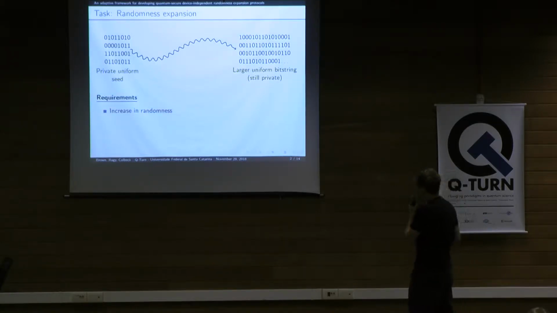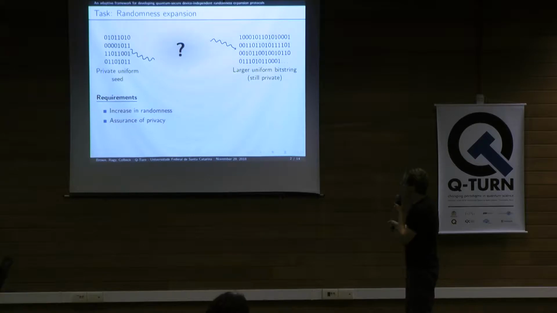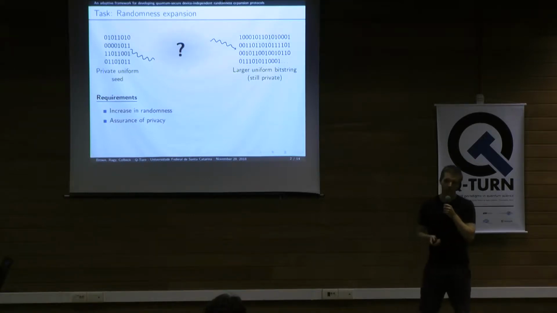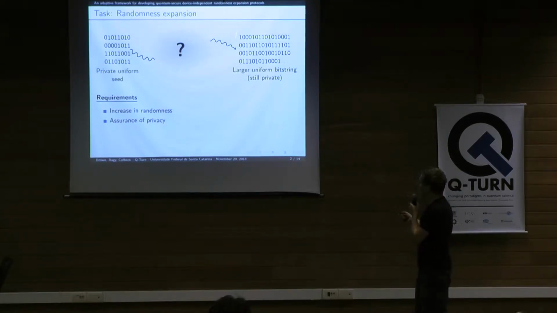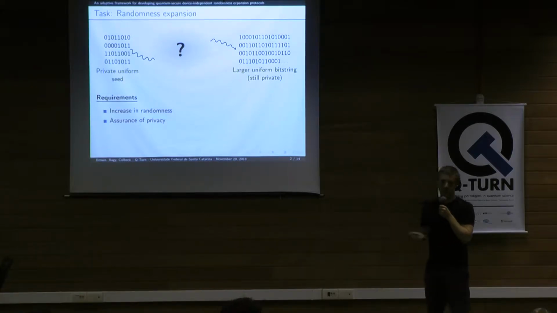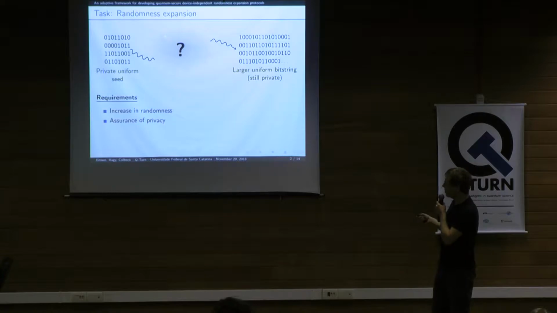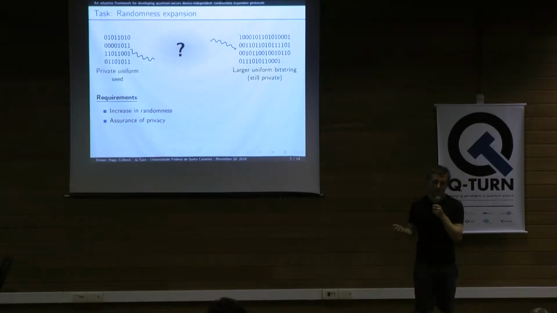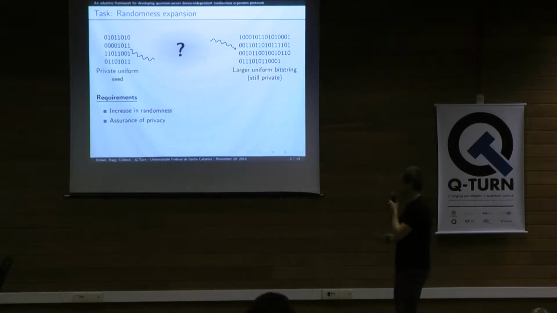So a few requirements: we want to increase the amount of randomness we have, otherwise this is kind of pointless. And we also want some assurance of privacy. So if we get an output here, we want something that tells us that this is definitely private. And because we're going to work in the device-independent setting, we want to do this in a way that's independent of the mechanism here that's generating this string.